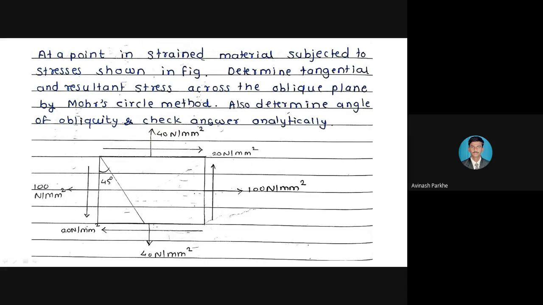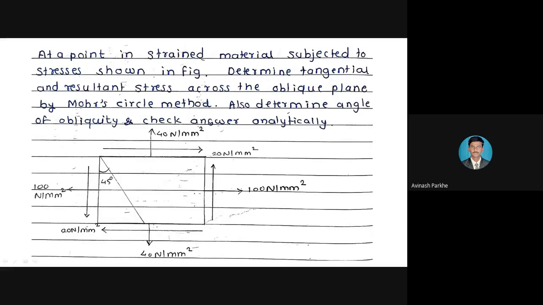Now, in today's lecture, we will solve one problem based on case number 3. What is case number 3? The member or body is subjected to biaxial stresses, along with one shear stress. We will read the statement, the figure is also given, and then we will follow the procedure to draw the Mohr circle. The procedure for case number 2 and case number 3 is somewhat different. Through this problem, we will check where we have to change the procedure and how to draw the Mohr circle.